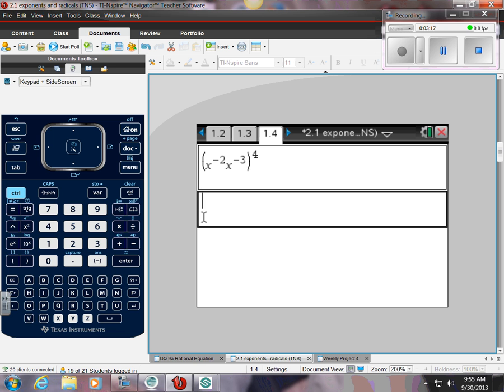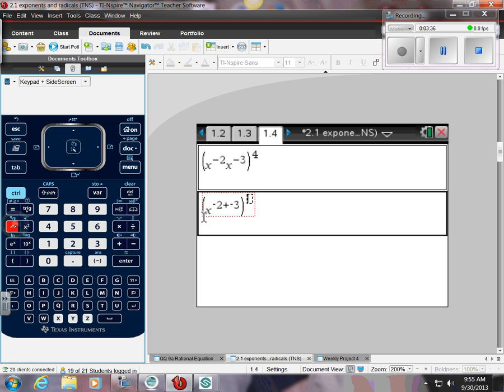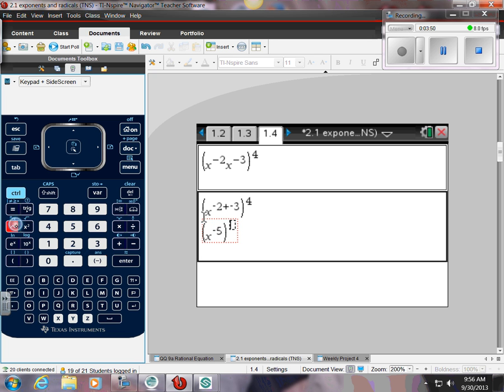Do we have common bases? What do we do with the exponents? Add them. So this becomes what? X raised to the negative 2 plus a negative 3, right? You're adding those exponents. And then that gets raised to the 4th. All right. So what's negative 2 plus negative 3? Say again? Yep. X raised to the negative 5th power. And we're raising that to the 4th.